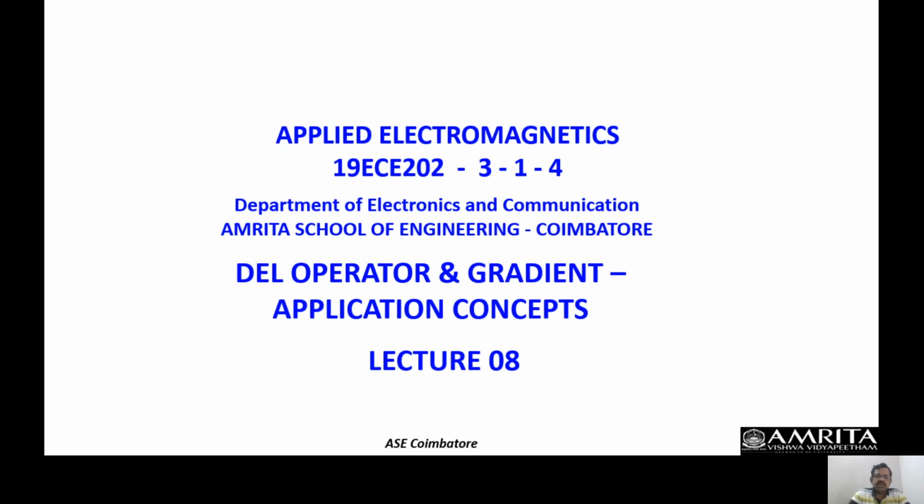We are into lecture 8 of this course on applied electromagnetics. We are going to deal more with the gradient that we learnt in the last class and take up a few problems to cement our understanding of the aspect of gradient. So what is this gradient? We have already seen gradient is a vector quantity, and gradient is only taken on a scalar function. Gradient cannot be taken on a vector function. This I emphasized in the last class.